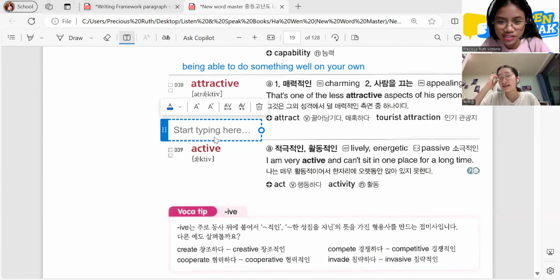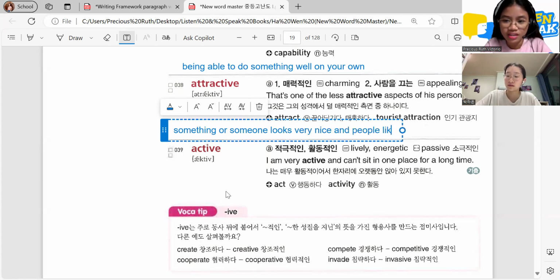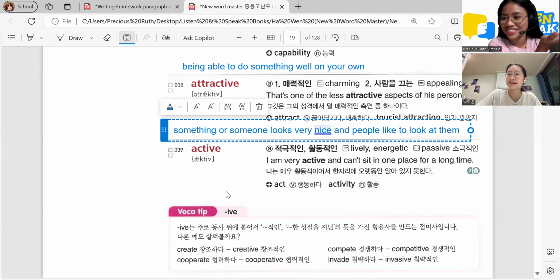Attractive is like something or someone looks very nice and people like to look at them, right? Like when I see a pretty girl like Haun, she's very attractive, right?